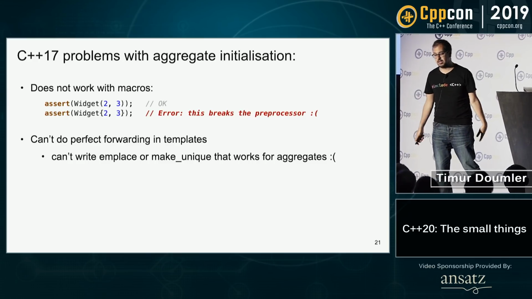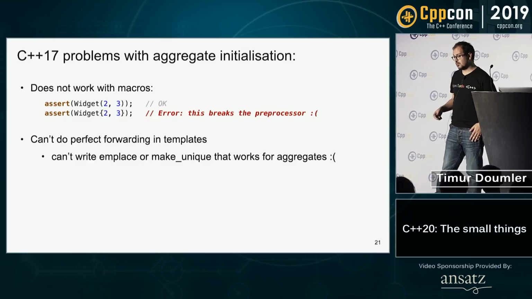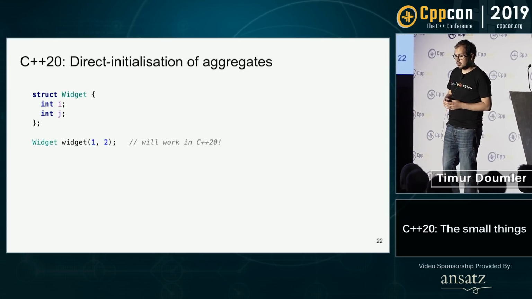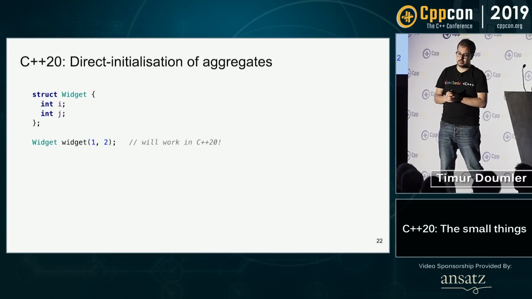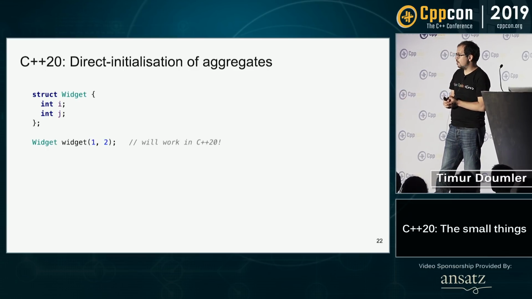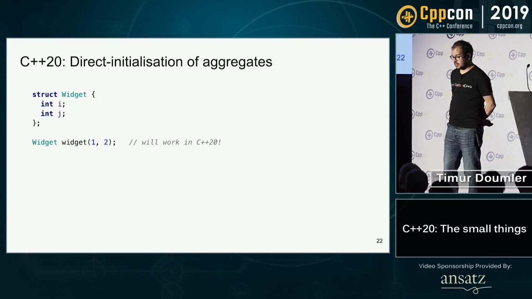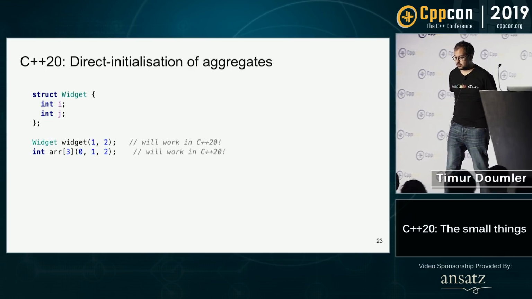You want to be able to do that, okay? So in C++20, we have a fix for that. You can now direct initialize aggregates with parens instead of curlies, okay? So this will compile in C++20. And this is actually really interesting, right? So there's no constructor here, and this works the same way as the curlies.